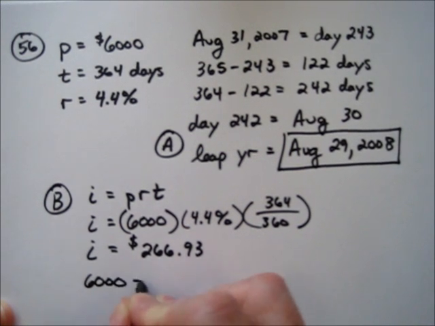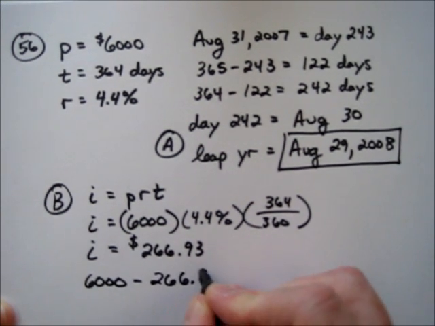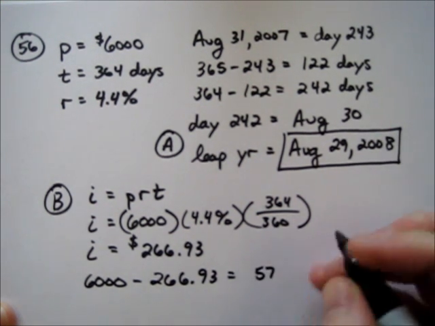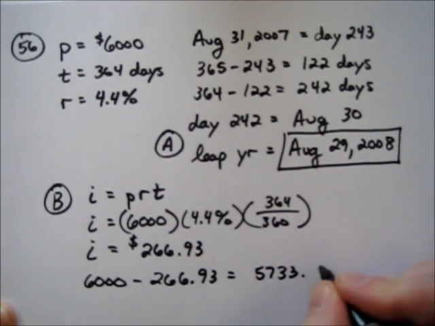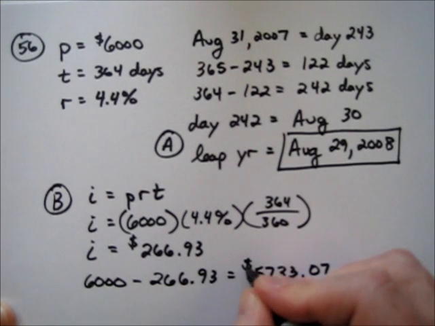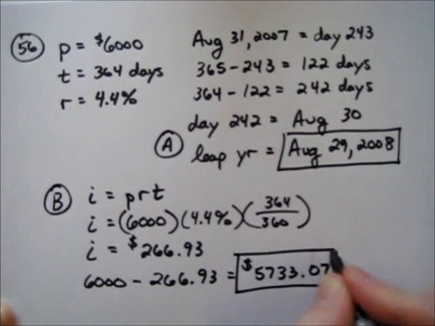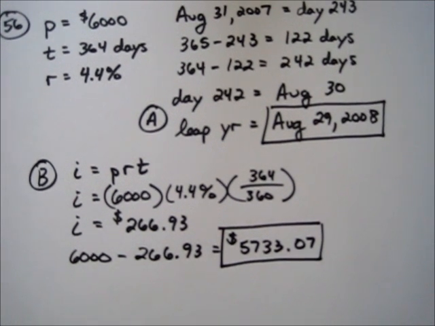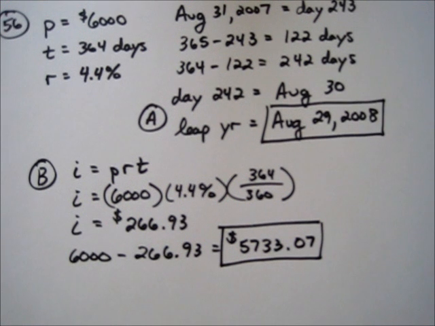So we take the principal value, subtract off the 266.93, and we come out with 5733.07. So $5,733.07, and that's how much she will pay for the Treasury bill on August 31st, 2007.